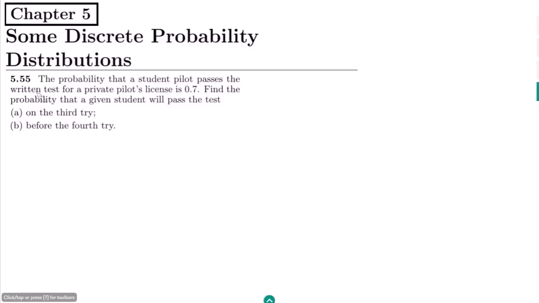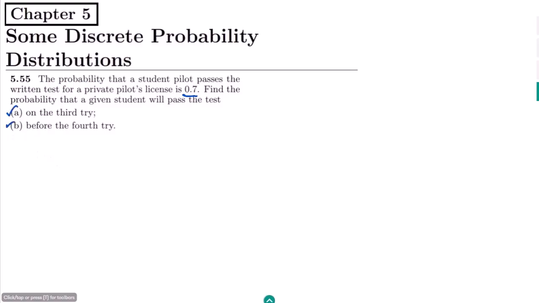Welcome back, guys. This is question 5.55 and the statement of this question is: the probability that a student pilot passes the written test for a pilot's license is 0.7. Find the probability that a given student will pass the test on the third try and before the fourth try.